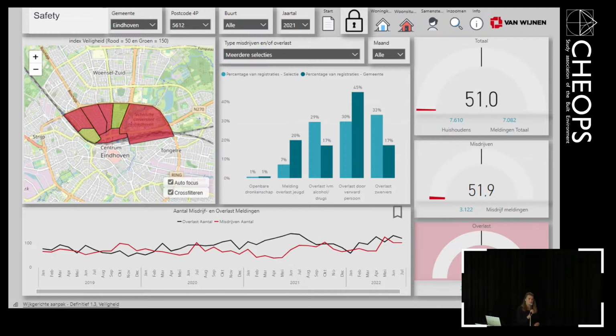So here we have the safety page. Here you see the areas that are worse or better than others using colors. So the red color in the map, that's where it's bad. And the green color is where it's better or good. And we also have some graphs here. And they specifically say what is happening in this area. So which type of crime is more often happening here than in general in the municipality.